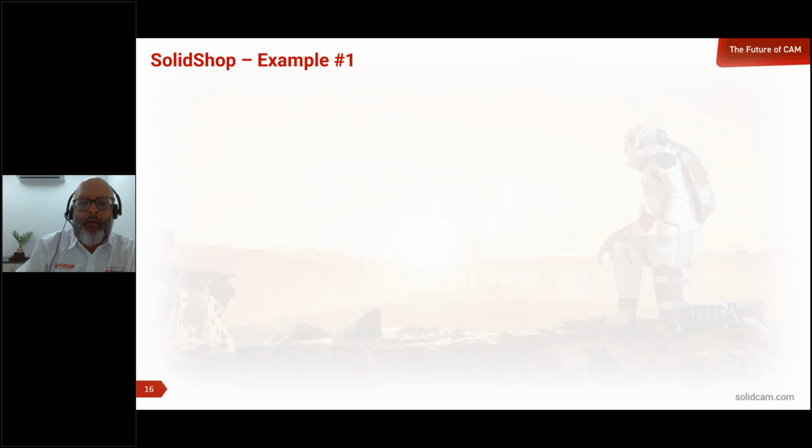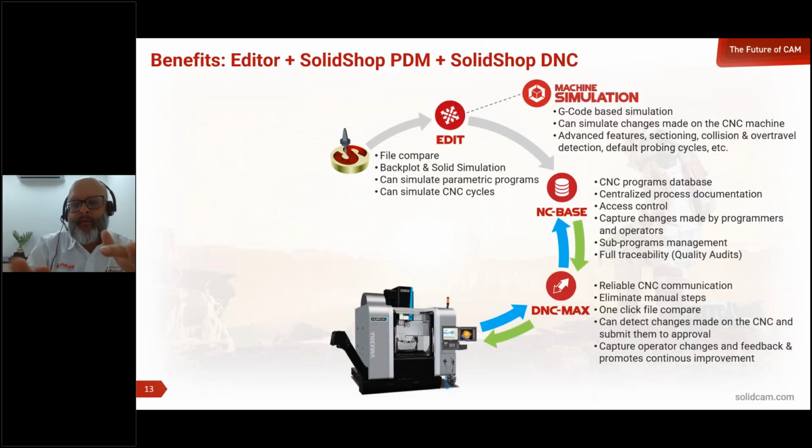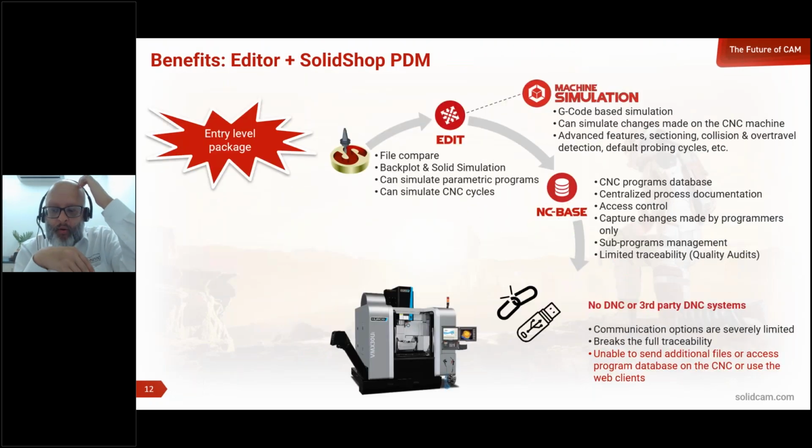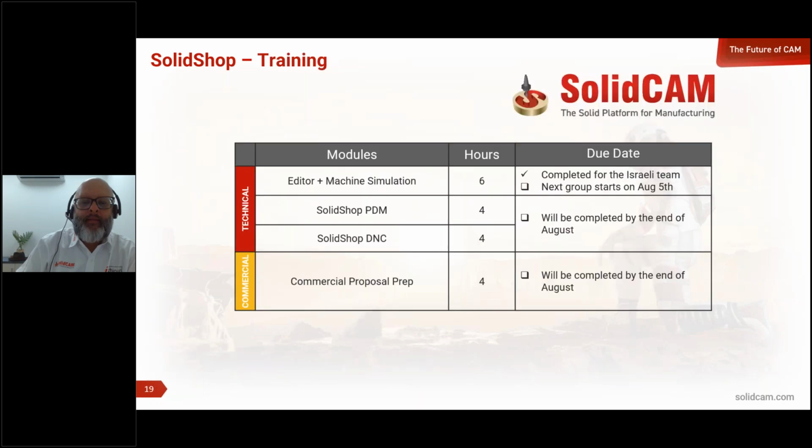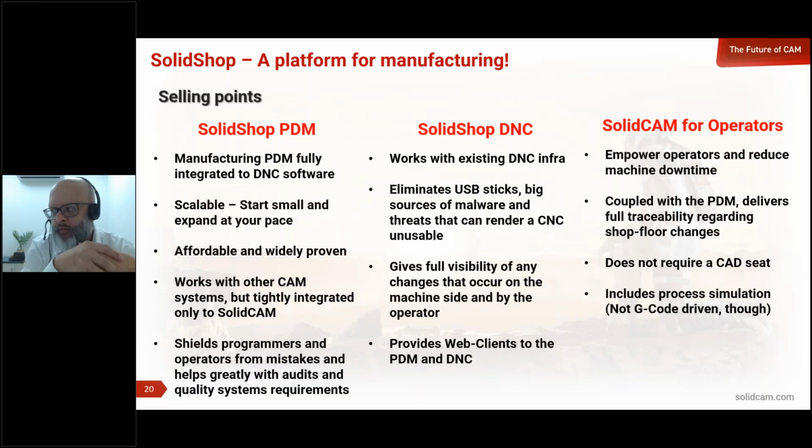Here, let me see if I can go back. Yes, you're going to have a broken link between the machines and DNC and NC base and the PDM, and that's not recommended at all. So we can accommodate an existing or replace an existing DNC tool. We can migrate the data from his network folders to the database.